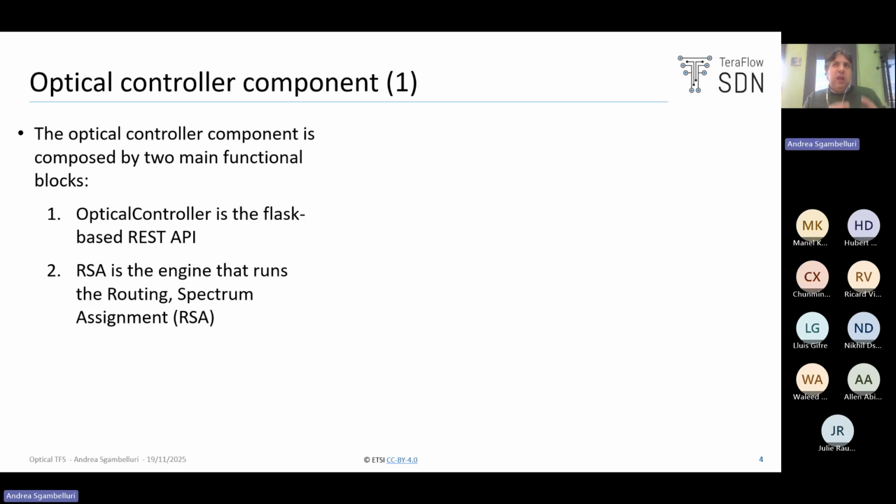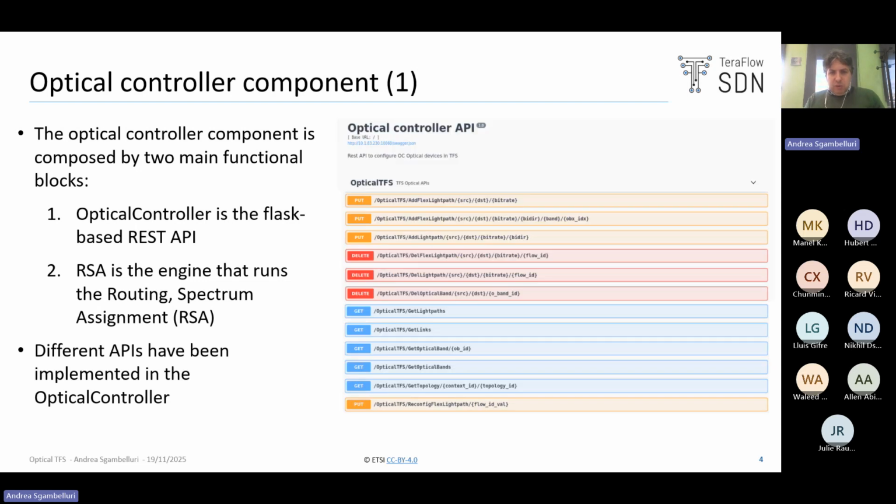More in depth, what's inside this optical block? This is a Python-based component that has been ad hoc designed for TerraFlow. It is implemented in two main functional blocks. The first one is the part of the API, that at the moment is based on REST, but it will then be moved to gRPC. And then there is another element that is called routing and spectrum assignment, a more traditional one, that performs all the computation for the optical system.